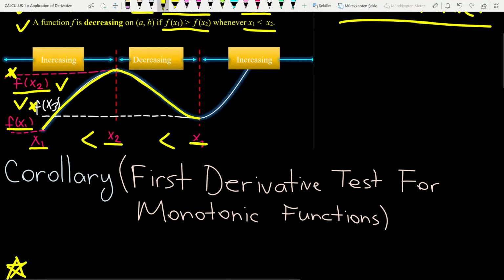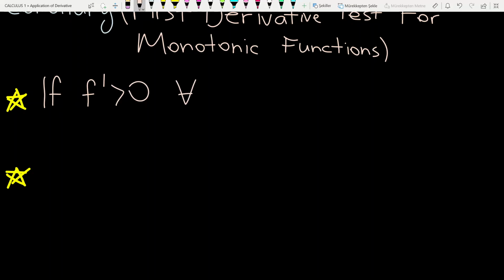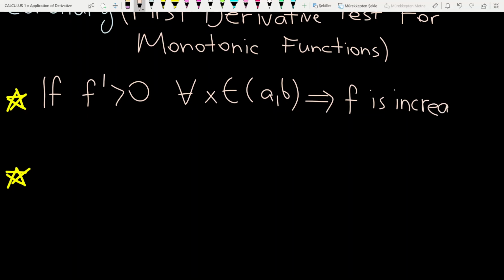We have a derivative test for monotonic functions. Let's see what we have in this test. Suppose that we have a function continuous on a closed interval [a, b] and differentiable on the open interval (a, b). If f prime is positive at each point x in the given interval, then f, the function itself, is increasing, of course, on the given closed interval.